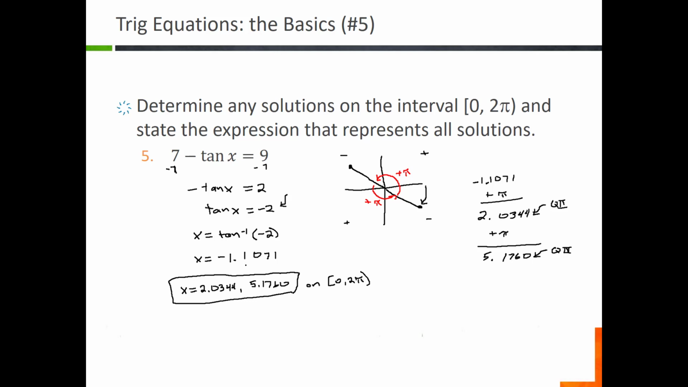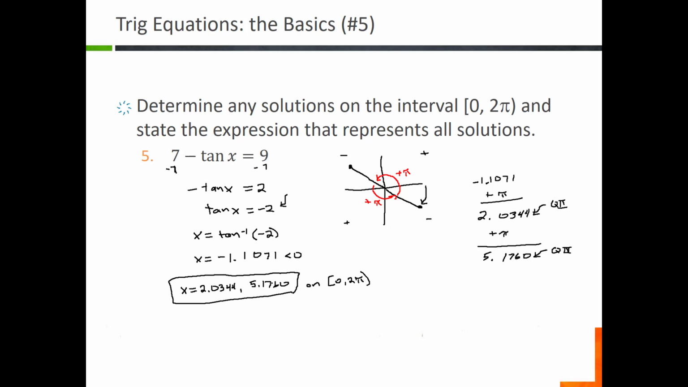We had to use it to get to the answers that we wanted, because again, this number, -1.1071, is less than 0. It's not between 0 and 2 pi. So we have all the solutions from 0 to 2 pi. How do we express the infinitely many solutions?